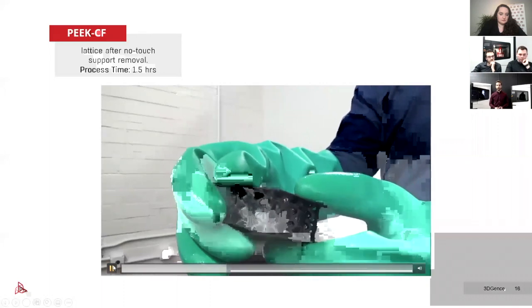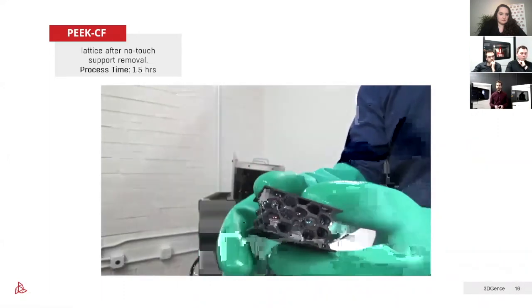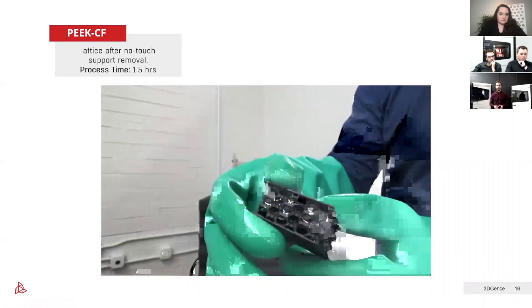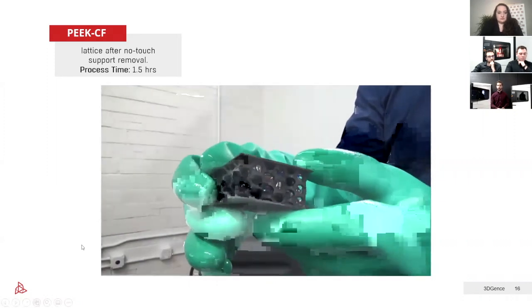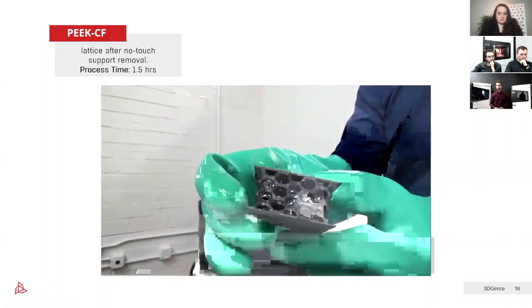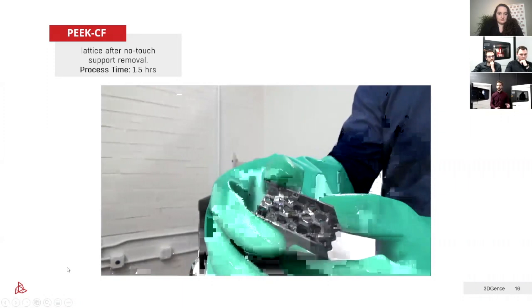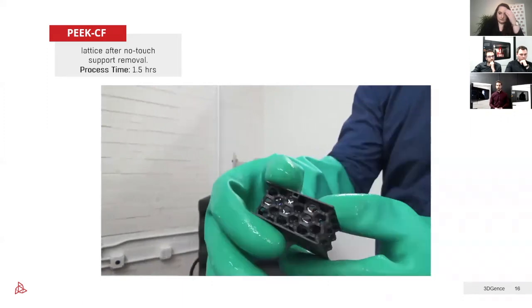After 1.5 hours of no-touch support removal, you can see that there is no residue and there is no material left. That's good for the complex geometry, but also for the surface finish. There is no chance that you will scratch this model during support removal. And also when you print more complex geometries with fragile segments and fragile parts, there is no chance that the part will be damaged during the support removal process.